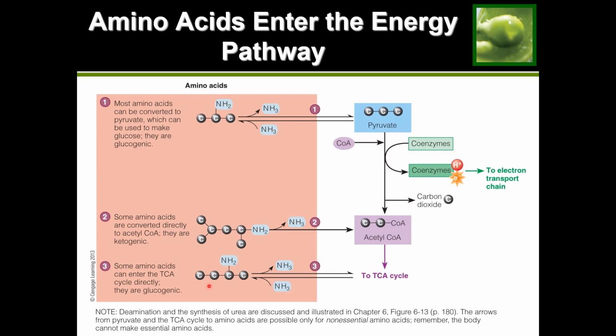But for now, what I want you guys to know are the three different entryways for amino acids and which ones are glucogenic, which ones are not, and what that means. So the first set enters into pyruvate, and that is glucogenic, meaning it can be used to make glucose. The second set of amino acids will enter by being converted into acetyl-CoA. That cannot reverse back up, so it cannot be used to make glucose. The third set of amino acids is glucogenic, and it is going to enter directly into the TCA cycle.